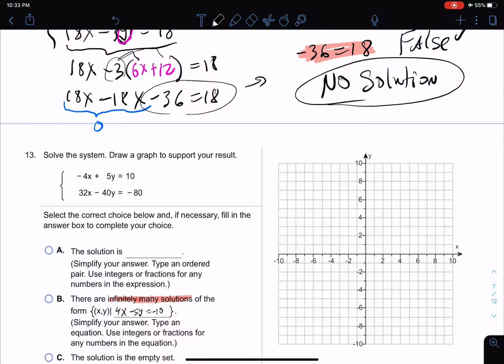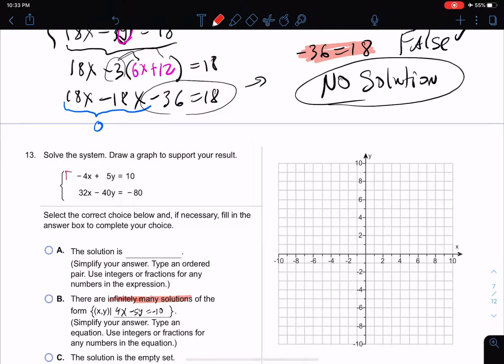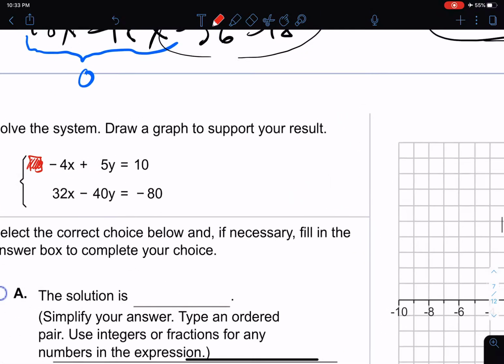Okay, so they would like us to check our solutions by graphing it. I don't feel like doing that, but let's do it. So let's do the first one in green or red. So let's zoom in and see if we could put that in slope-intercept form. I'm going to add 4x on both sides of the equation. This gives me 5y equals 4x plus 10.